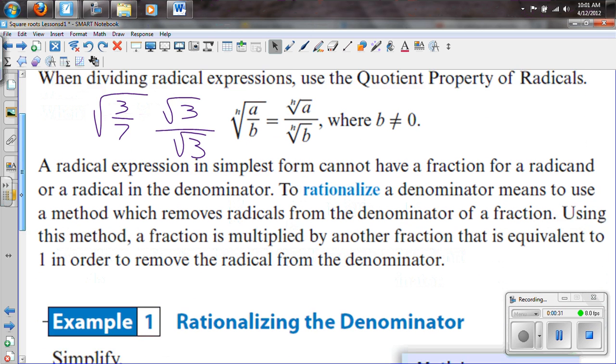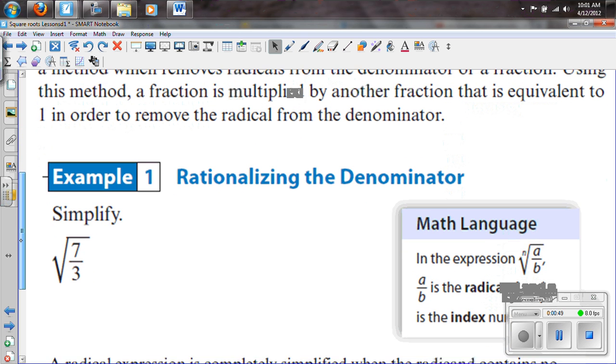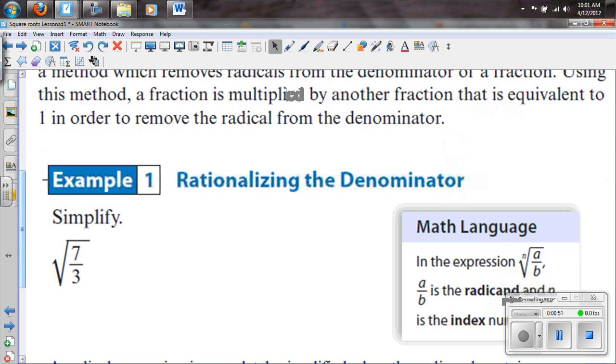And this helps us because a radical expression in simplest form cannot have a fraction or a radical in the denominator. To rationalize, we call this rationalizing the denominator, means to use a method which removes the radical from the bottom. So if you take a look at this example here, this square root of 7/3, that's really the square root of 7 over the square root of 3. We can't have this fraction inside, and we can't have this radical on the bottom.